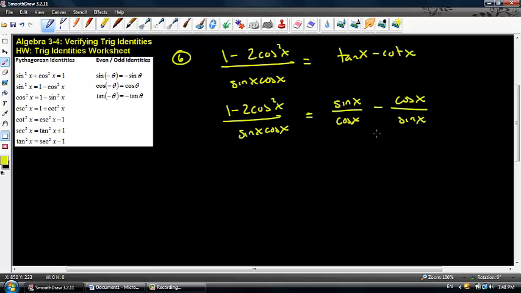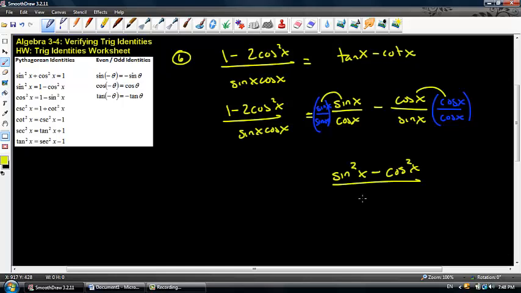Okay, I'm going to find a common denominator on the right side here. So a common denominator on the right is going to be cosine x sine x. So what I need on the right is a cosine x, and what I need on the left is a sine x. Hopefully you can follow this enough by now to figure out that these two multiplied together give me sine squared x minus cosine squared x all over the common denominator, which is sine x cosine x, equals 1 minus 2 cosine squared x over sine x cosine x.